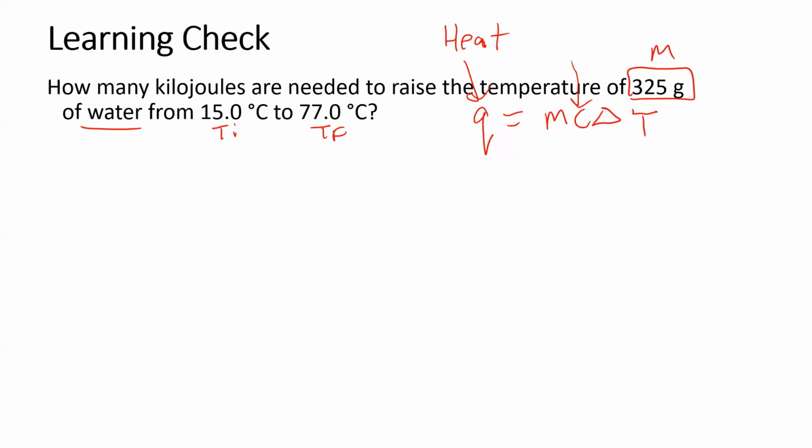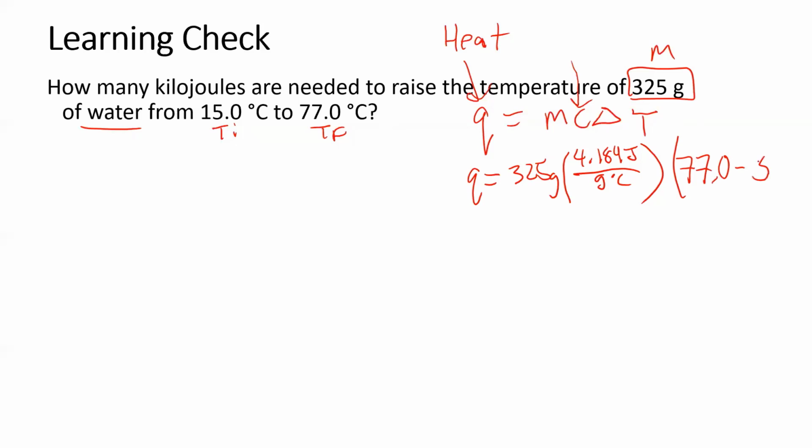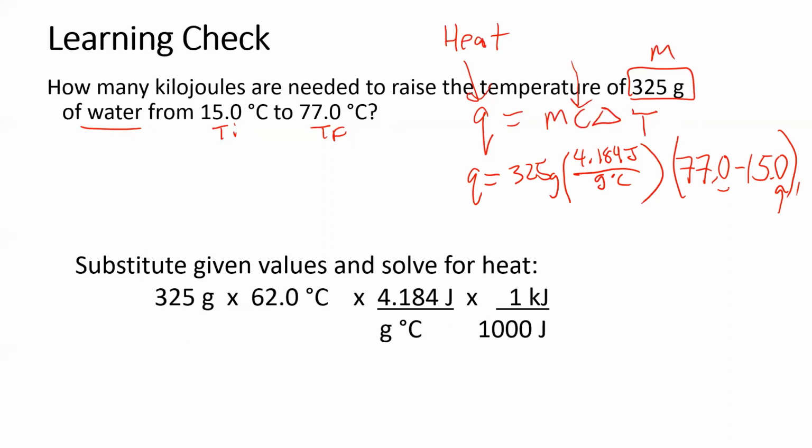So how am I going to do that? Well, I can just plug everything in. Q equals what? 325 grams. My specific heat, I know for water, it's 1 calorie per gram degree Celsius, but it's also 4.184 joules per gram degree Celsius. And then my temperature difference, 77.0 minus 15.0. So my delta T, because I'm following the rules of addition and subtraction, should end in the tenths. So that's what I get here.